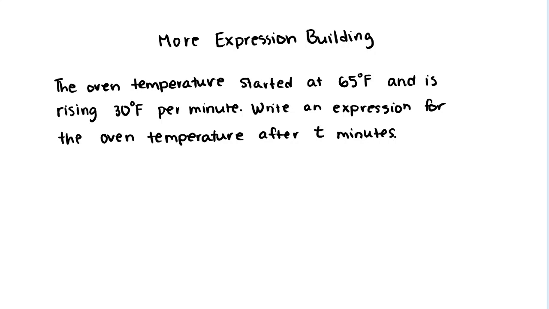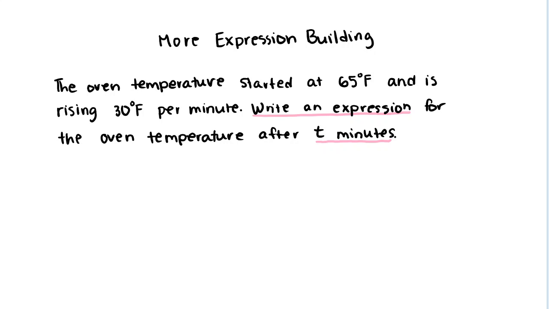Here it says that the oven temperature started at 65 degrees Fahrenheit and is rising 30 degrees per minute. We want to write an expression for the oven temperature after t minutes. The ultimate goal is to write an expression that tells us the temperature of the oven as time goes on for some varying amount of time. And it can be kind of difficult to build these expressions from scratch.